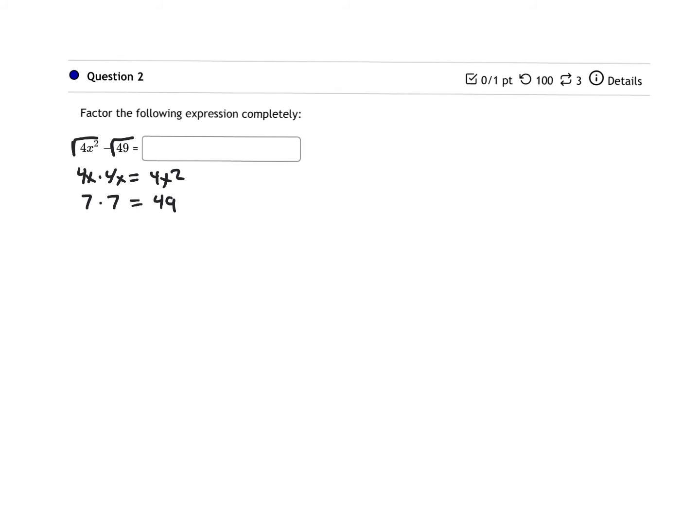So if you have a difference of squares, you can factor this by setting up two sets of parentheses, and you put one as a plus, one as a minus. Then you do the square root of whatever the first term is, and that goes first. And then you do the square root of whatever the second term is, and that goes second. And that is what it looks like when it's factored.